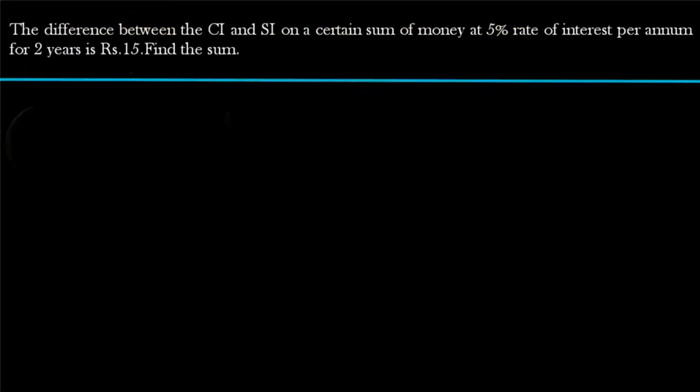Question number 2. The difference between the compound interest and simple interest on a certain sum of money at 5% rate of interest per annum for 2 years is Rs 15. Find the sum. So here also we are having the difference between simple interest and compound interest given as Rs 15 and time is equal to 2 years. That is what you have to check first. So time is equal to 2 years, then you can very well use the formula, and rate is also given, 5%. You have to find out the principal.